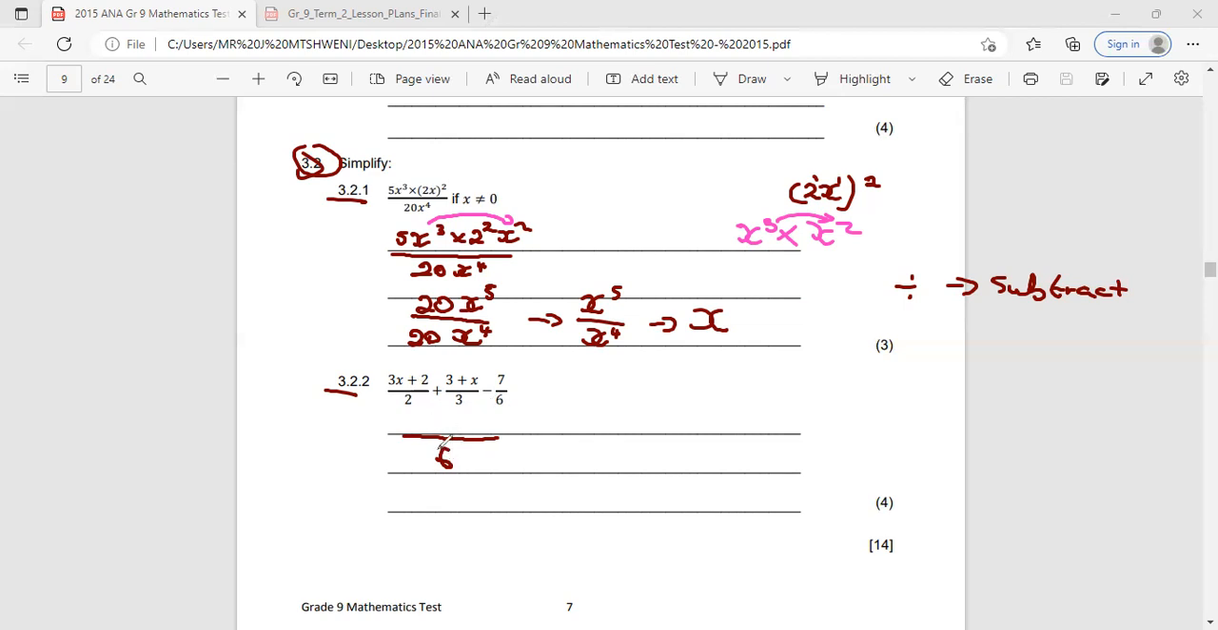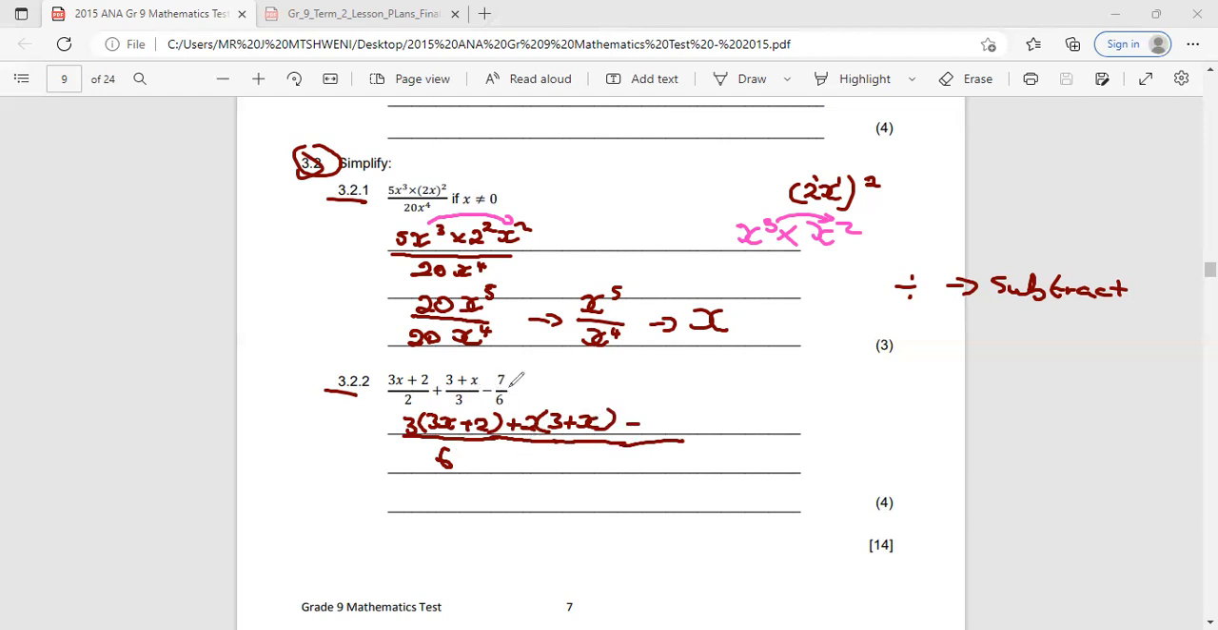From there, we say 6 divided by 2. What do you get? 3. Then since it's 3 for the brackets, we'll multiply it with 3x plus 2. 6 divided by 3, what do you get? 2. You use this plus, then we say 2, close our brackets here, then we say 3 plus x. We continue. Put a minus because of this.